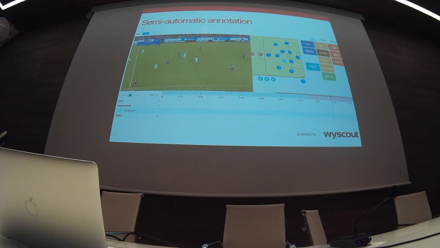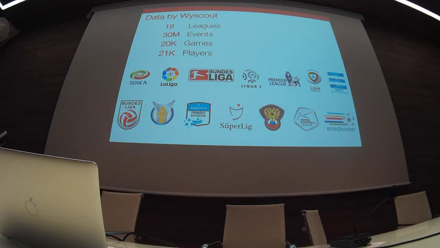One of the worldwide leaders is Wyscout, which is actually an Italian company. What we have is a huge dataset that they provided to us. We have 18 leagues, more than 30 million events, and by event I mean what I told you before. We have more than 20,000 games and more than 21,000 players. And these are just the leagues that we are analyzing. They are leagues from Italy, from Europe, from Russia, from South America. And we also have other kinds of leagues that I set apart because they have a totally different behavior if you analyze them.